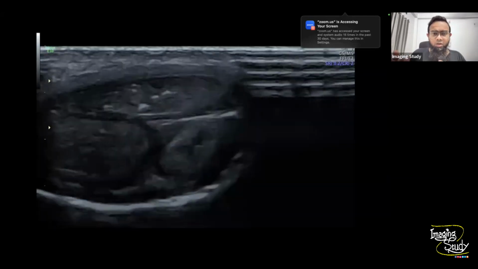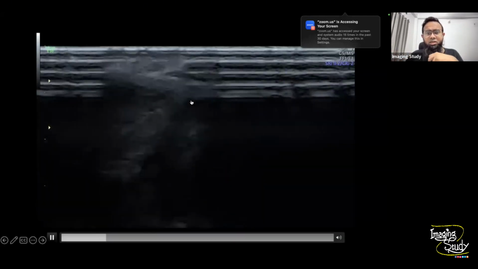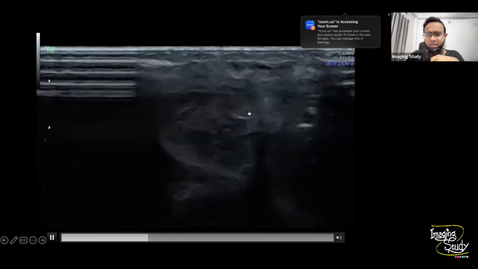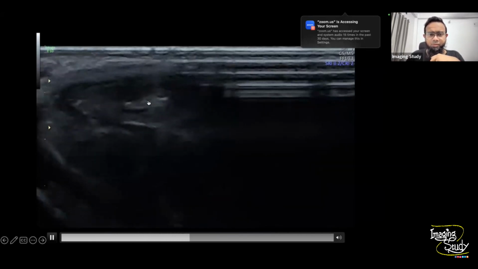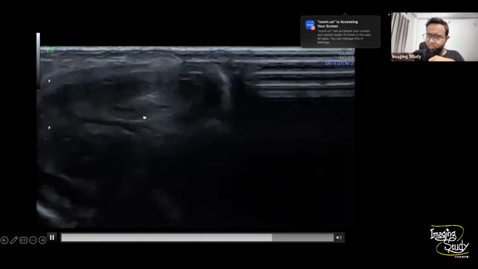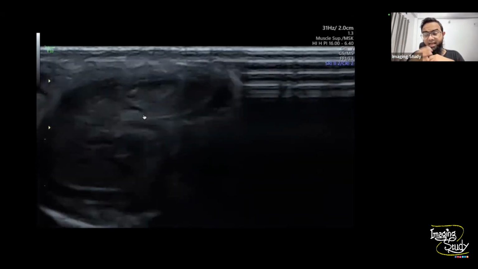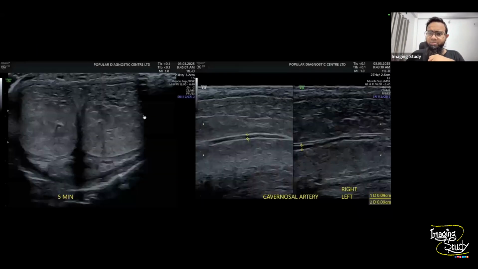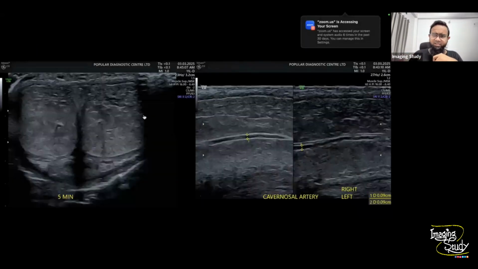Okay, so now after injection, when we try to see, you can see some echogenic bubbles inside this corpus cavernosa. These are the echogenic bubbles within the corpus cavernosa. Now we'll keep the patient waiting for 5 minutes, and then we will check the patient. So after 5 minutes, when we scan for the first time, now you can see the corpus spongiosum and corpus cavernosa on both sides look quite enlarged. So these are getting swollen, because the blood is entering these venous sinusoids.